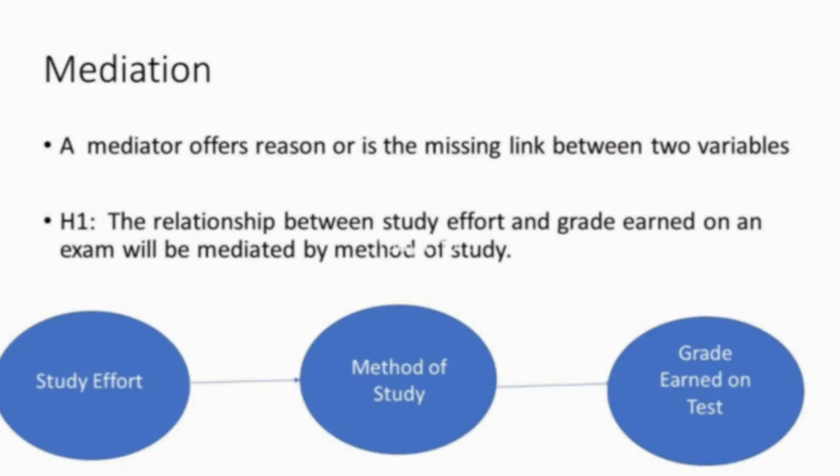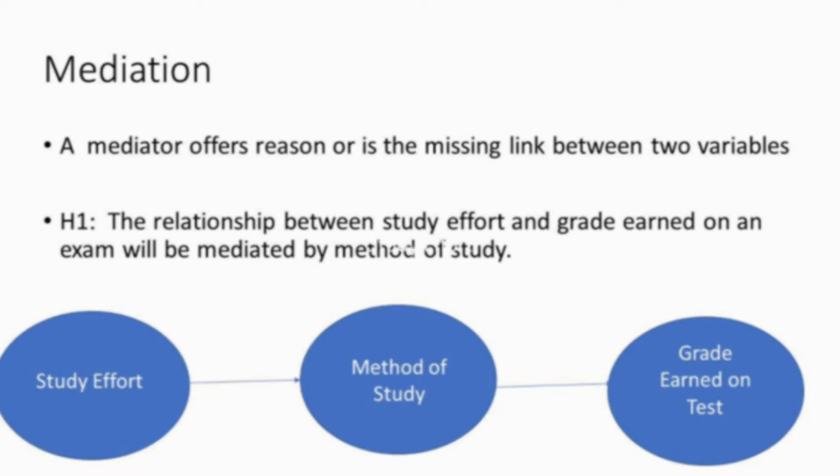Let's move along. Mediation. Some of you might need a mediation if you're in a dispute. It's a little different here in academia. A mediator offers reason or is the missing link between two variables. So, the relationship between study effort and grade earned on an exam will be mediated by method of study. We are arguing here that method of study is a necessary step. It has to occur in this process. The study effort cannot be done without the method of study.